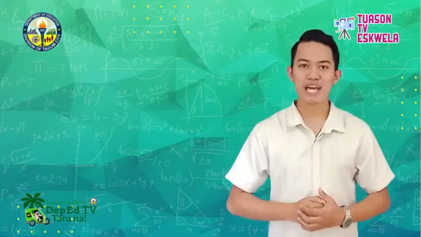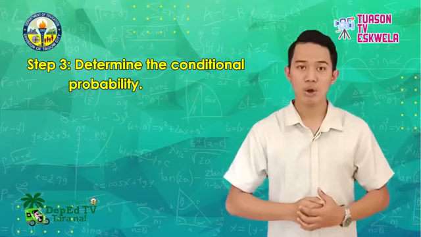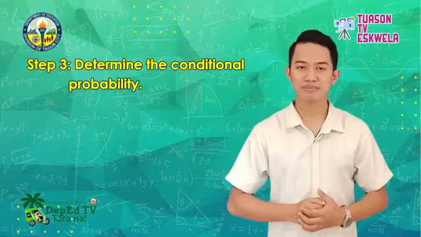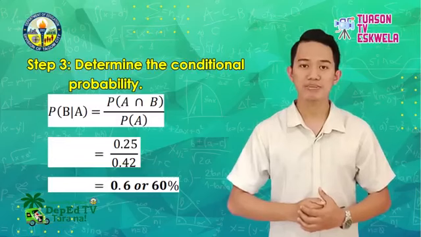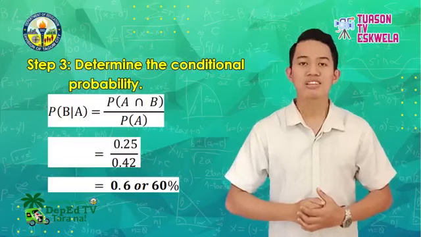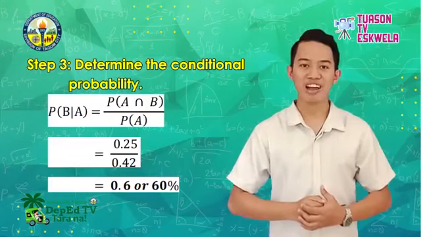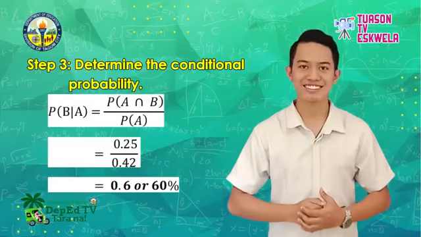Now, we're ready to determine the conditional probability. That is the percent of those who passed the first test who also passed the second test. From the formula, we have 0.25 divided by 0.42, which equals 0.6 or 60%. Therefore, 60% of those who passed the first test also passed the second test.